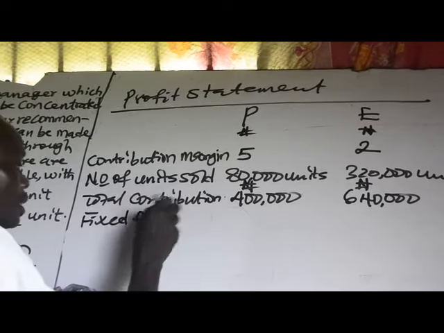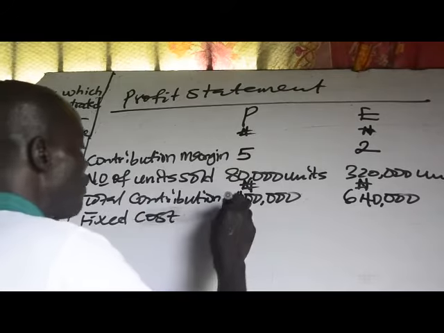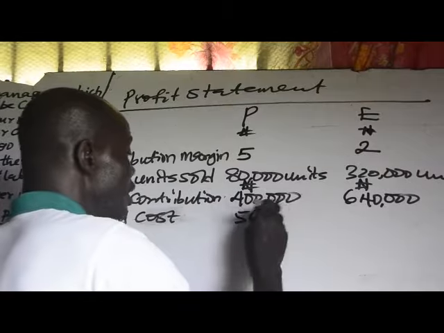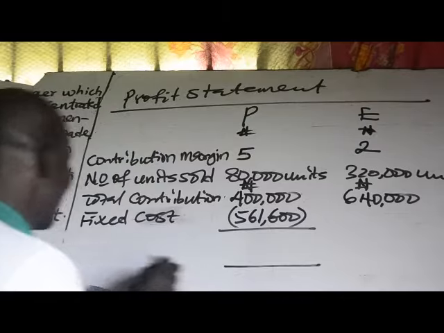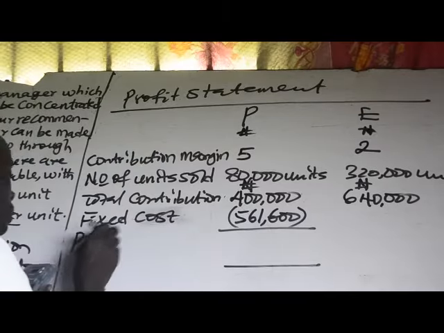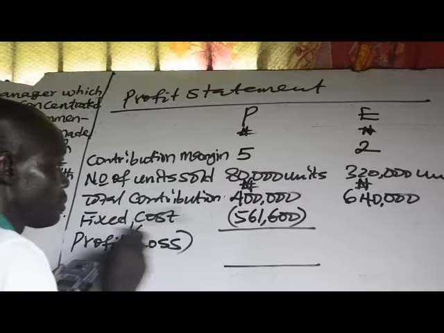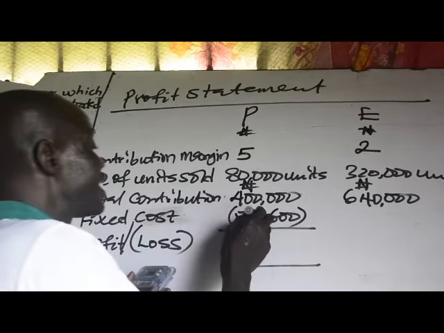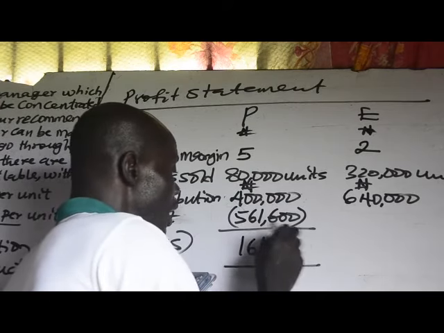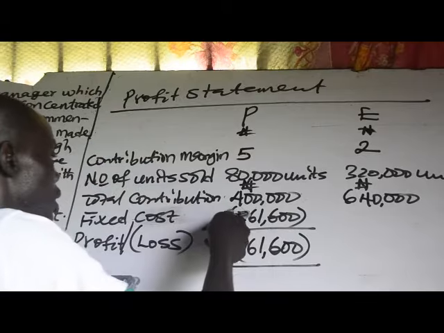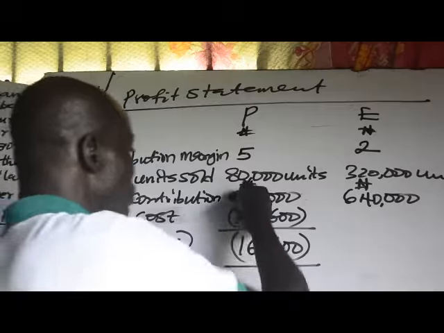Remember the fixed cost is given to be 561,600 as given earlier. So if you subtract, you have the profit or loss in bracket. 400,000 minus 561,600, then you have 161,600. This is a loss because the fixed cost exceeds the contribution.